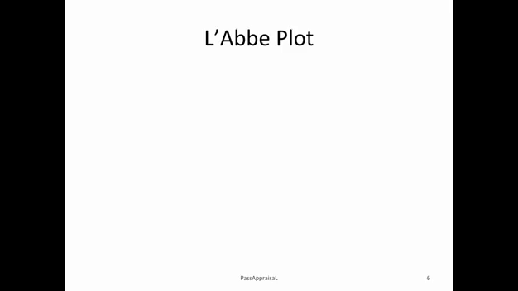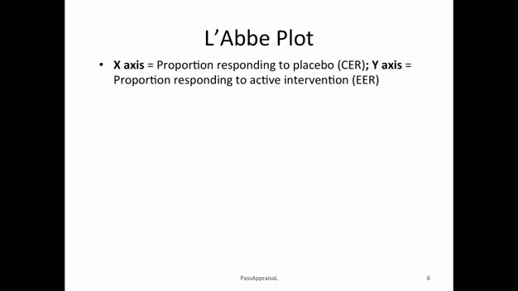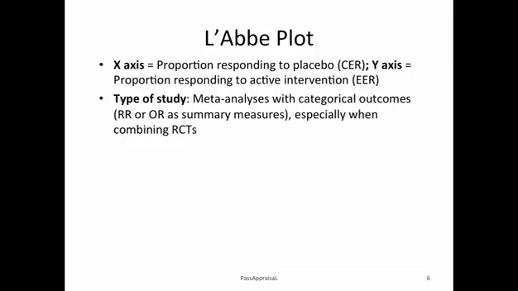Next, let us discuss Labbé plot. To draw a Labbé plot, you need two sets of values. On the x-axis, you plot the proportion responding to placebo, that is, the control event rate from the individual trials. On the y-axis, you plot the proportion responding to active treatment, that is, the experimental event rate from the individual trials. Labbé plots are used for meta-analysis that report on binary outcomes.